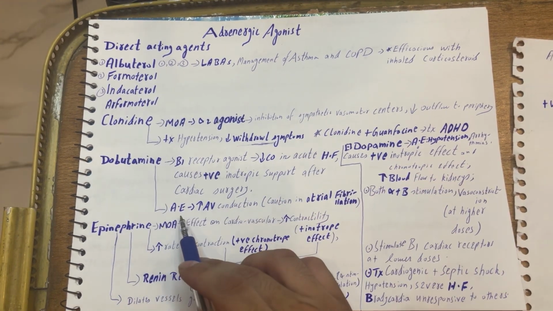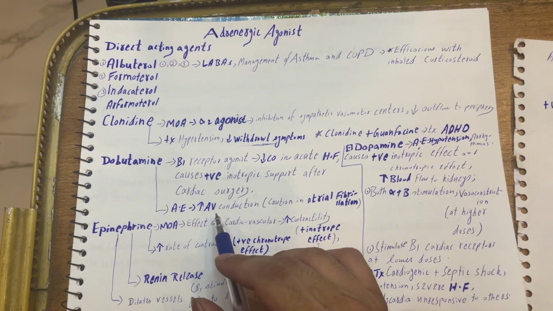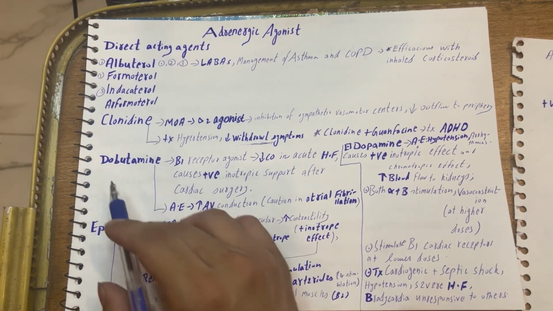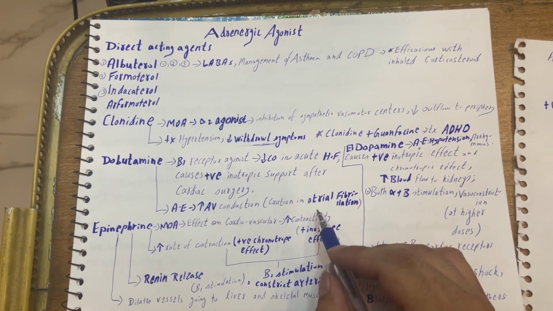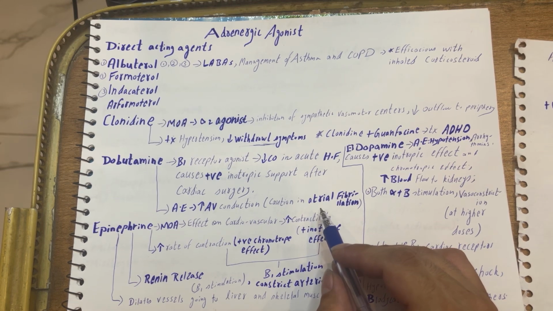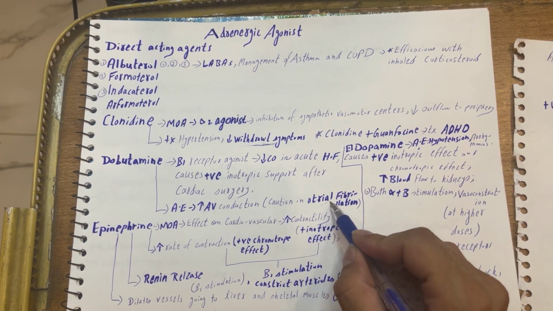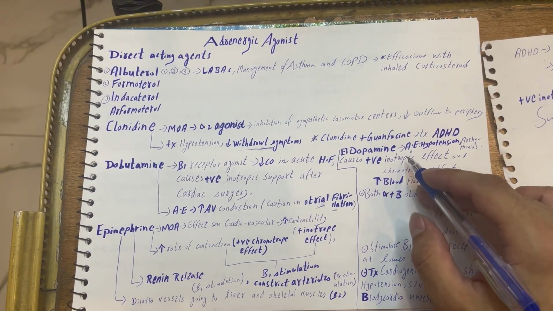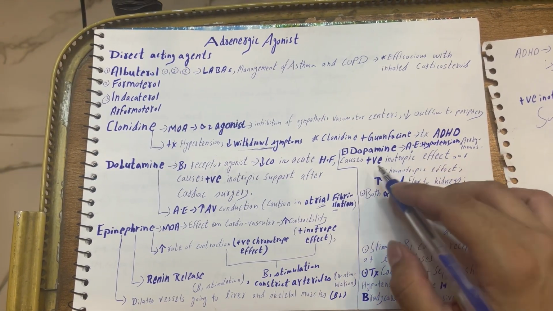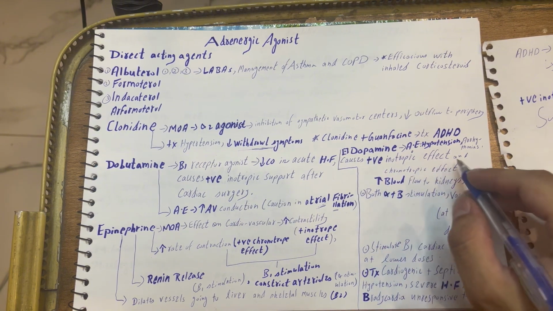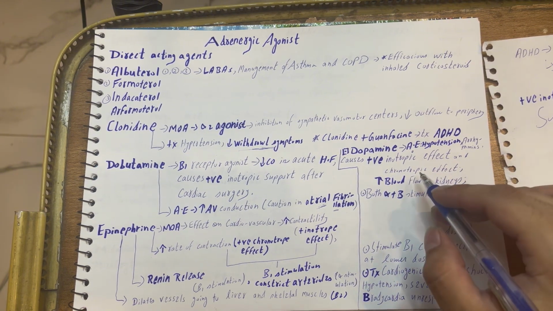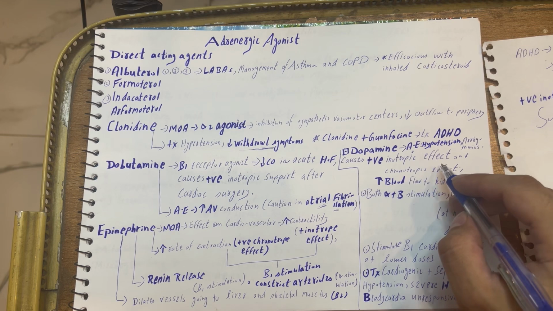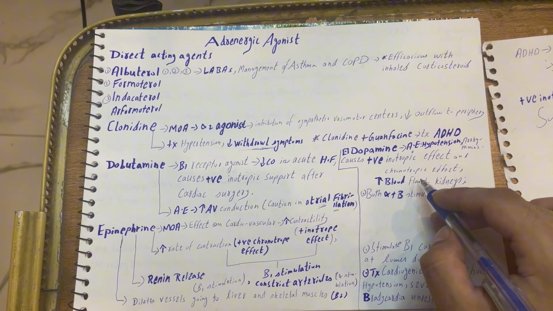Dobutamine also has some side effects. It increases AV conduction. So we should be cautious in patients with atrial fibrillation when giving dobutamine to these patients. So this is very important, guys. The next drug is dopamine. The mechanism of action of dopamine is that it causes positive inotropic effect and positive chronotropic effect. We have discussed positive inotropic effect. Positive chronotropic effect is basically increase in heart rate.